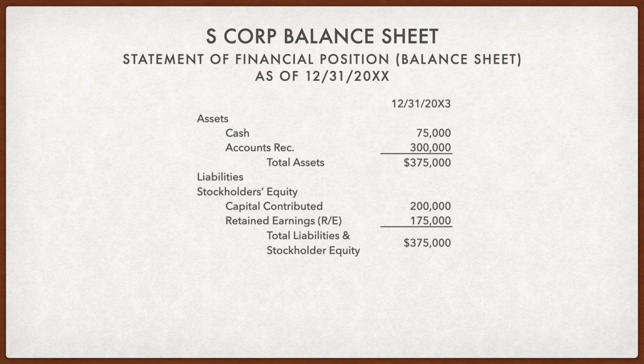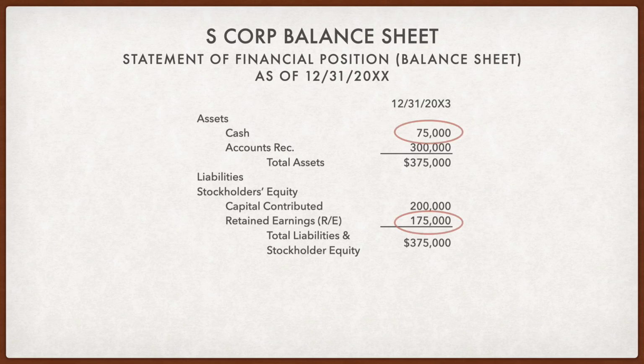Here's a simple balance sheet that reflects four basic accounts: some cash, accounts receivable, no liabilities, and stockholders' equity consisting of capital that you originally put into the business, your seed money, plus any earnings, any profits that you've kept in the business to continue on in the future. That's what we call retained earnings.